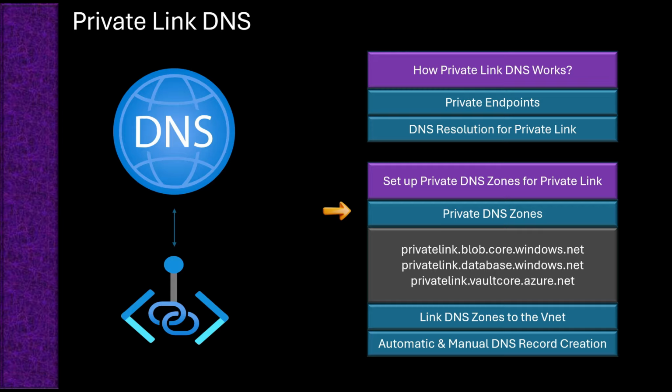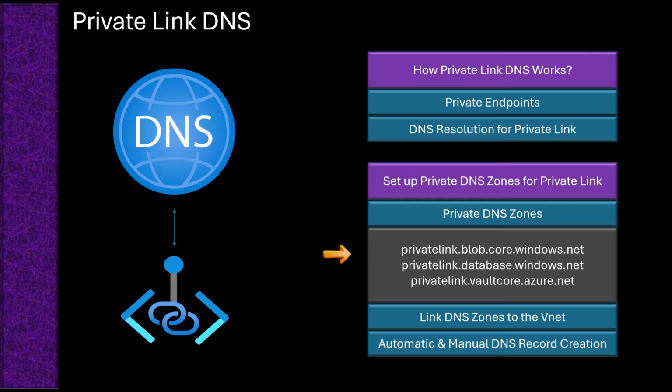Azure provides private DNS zones to help with name resolution for private link. These zones allow DNS names of the Azure resources to be resolved to the private endpoint's IP addresses within your virtual network. Azure creates specific private DNS zone for different services, or you can create them in advance, such as privatelink.blob.core.windows.net is for Azure Blob Storage, privatelink.database.windows.net for SQL database, and privatelink.vaultcore.azure.net is for key vault.